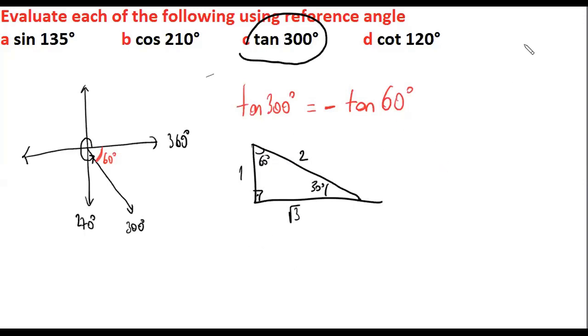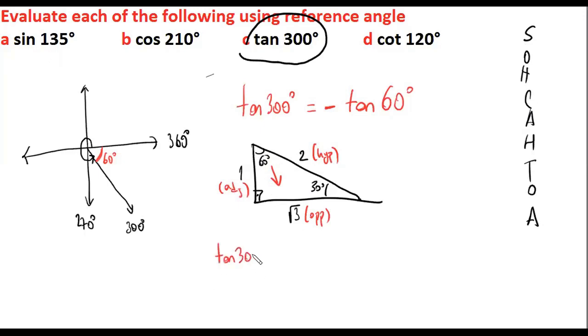Tangent of 60, what is tangent? Let's remember SOH CAH TOA. So tangent is opposite over adjacent, right? So which side is opposite to 60? This is opposite. Root 3. And the side opposite to 90 is always the hypotenuse. So the third must be adjacent. 90 is always hypotenuse.